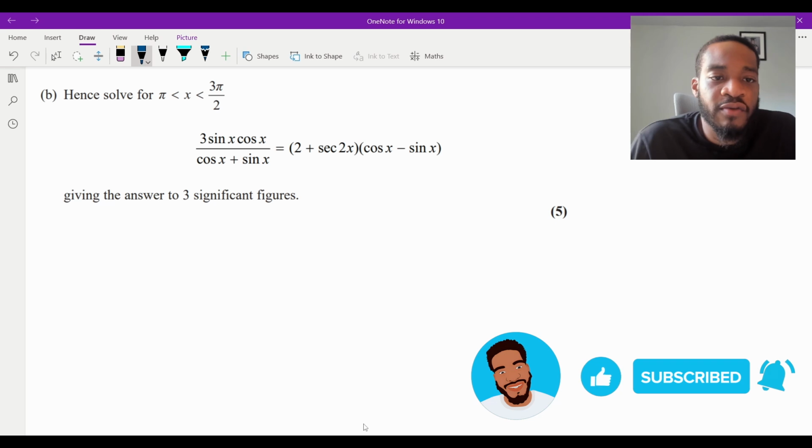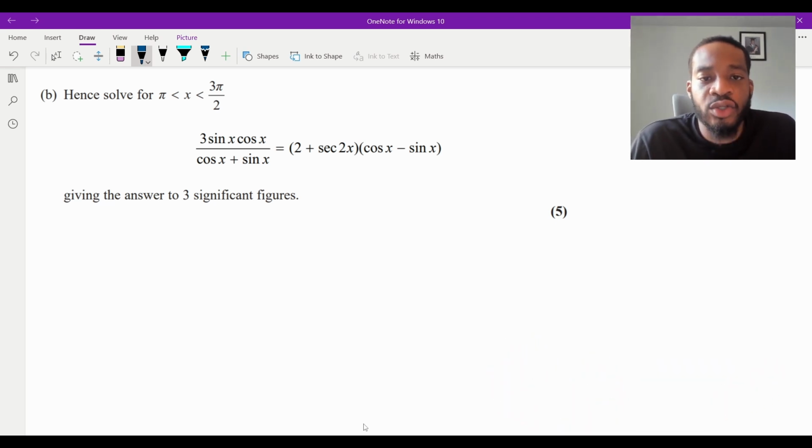Okay, so part B says, hence solve for x between pi and 3 pi over 2, 3 sine x cos x over cos x plus sine x is equal to 2 plus sec 2x times cos x minus sin x, giving answer to 3 significant figures, and this is a 5 marker.